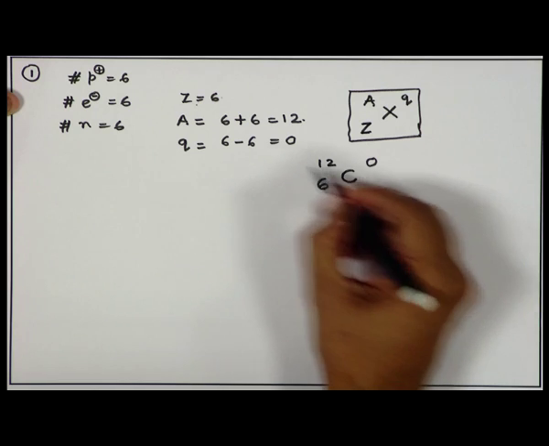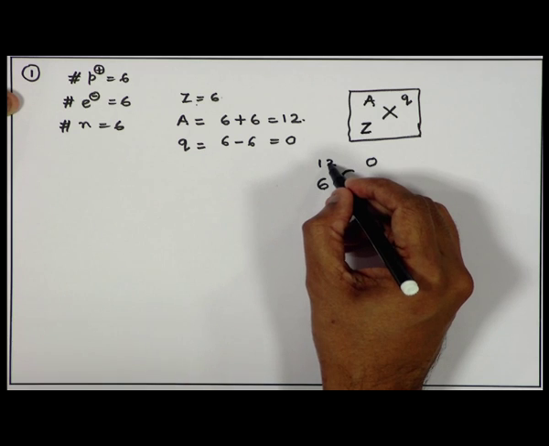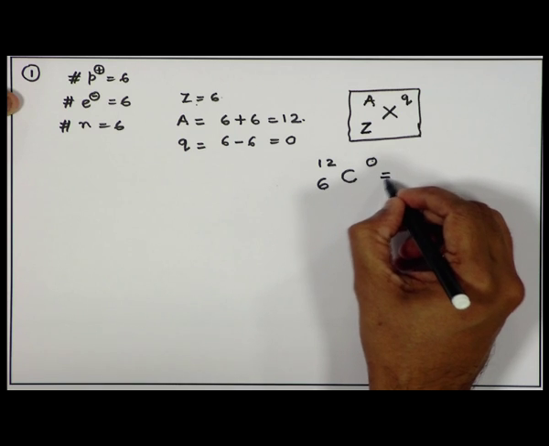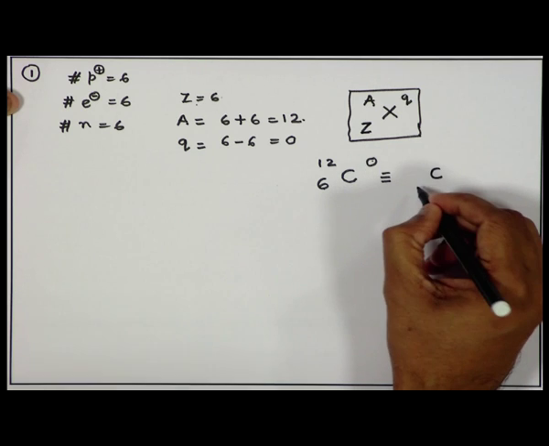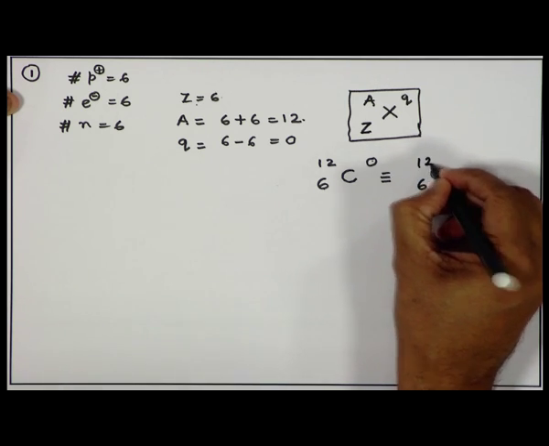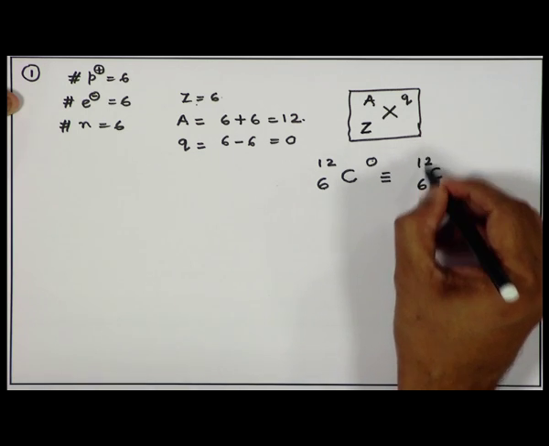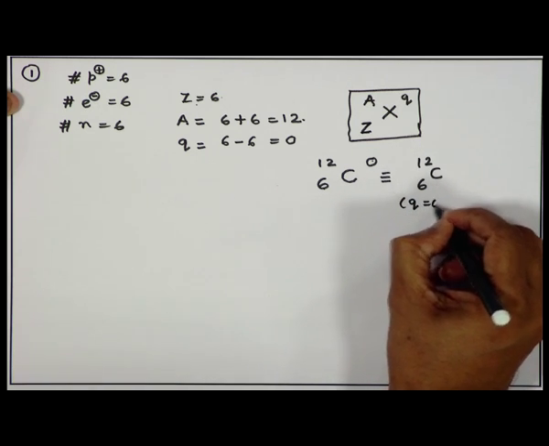So, we call this element carbon, whose atomic number is 6, whose mass number is 12 and which has no charge. This is also equivalently written when the charge is 0, one does not need to specify the charge. So, therefore, you can equivalently write C 6 12 in this way by ignoring the charge, and this is done when Q is 0.